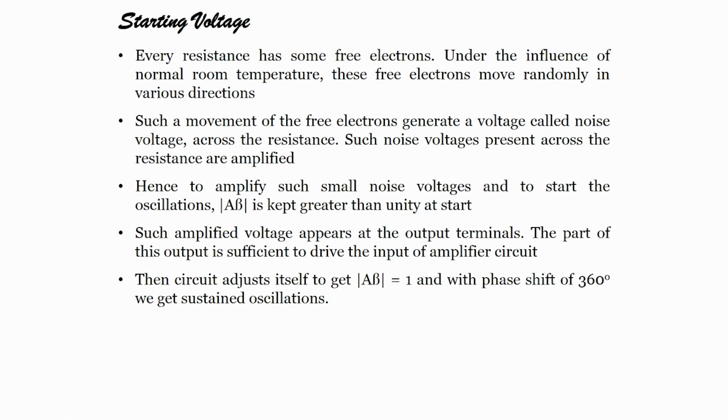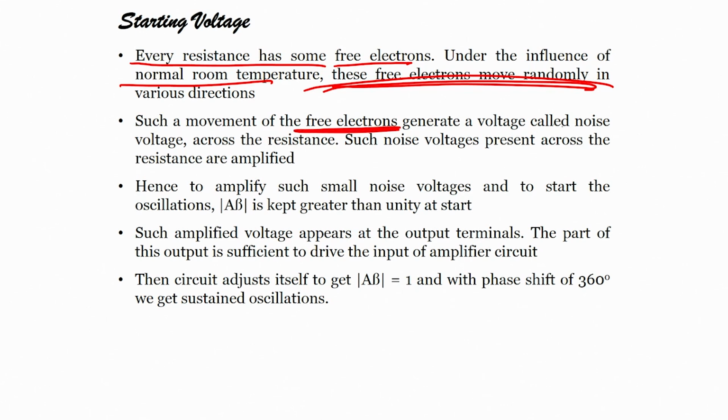So, every resistance in the oscillator circuit has some free electrons. Under the influence of normal room temperature, these free electrons move randomly in various directions, right. Such a movement of free electrons generates a voltage called noise voltage. All right. What is said? That every resistance has some free electrons.